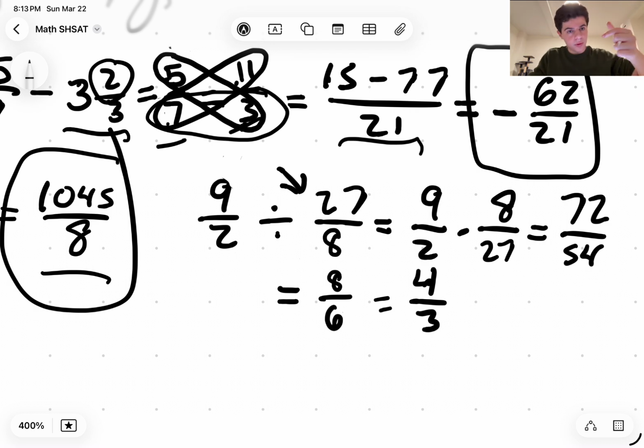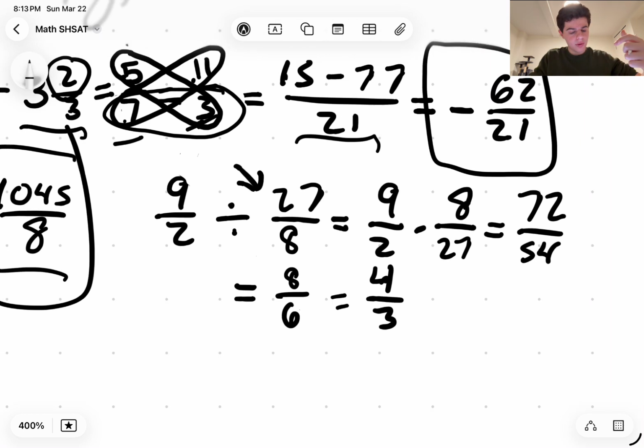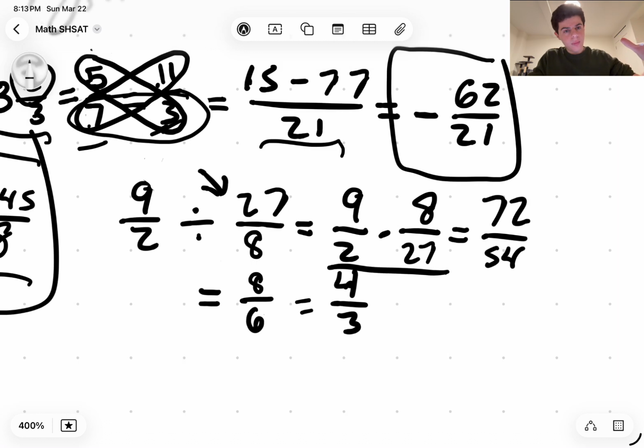You can flip the numbers. So 2 was flipped from 2 over 1 to 1 over 2. And that's what we do here. So 9/2 divided by 27 over 8 becomes 9/2 times 8 over 27. And now this is just like our multiplication problems where you just multiply the top and the bottom.